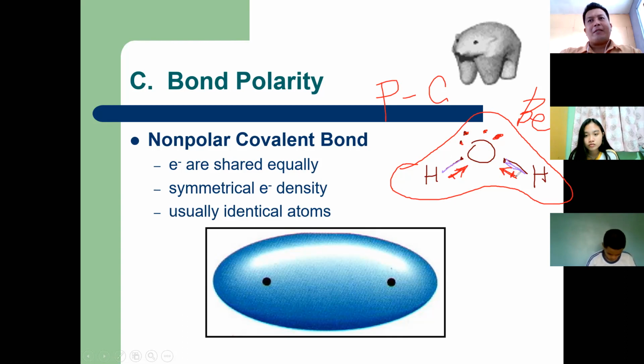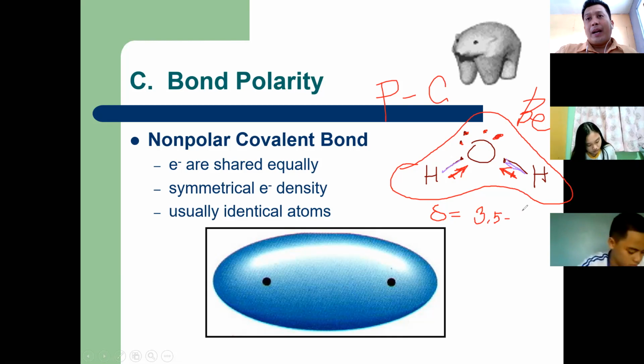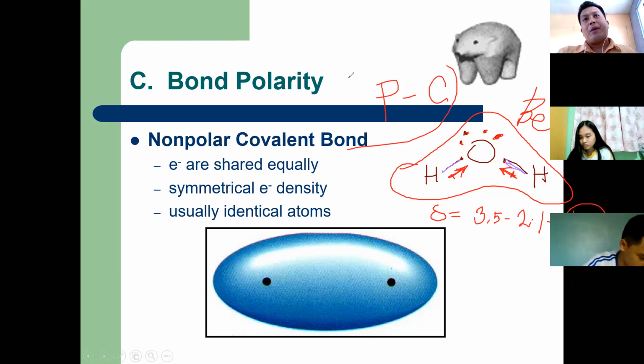But then again, this might sound confusing, so let's go with the electronegativity difference. The electronegativity of oxygen is 3.5 and the electronegativity of hydrogen is 2.1, and the difference there is 1.4. So it is greater than 0.5. It is in the range of polar covalent. Therefore, water is polar covalent and the shape is slightly bent.